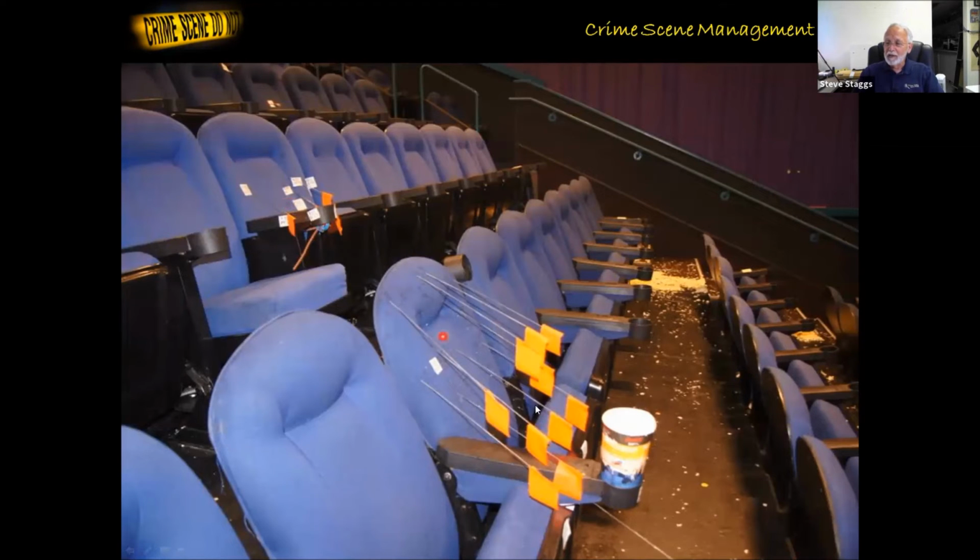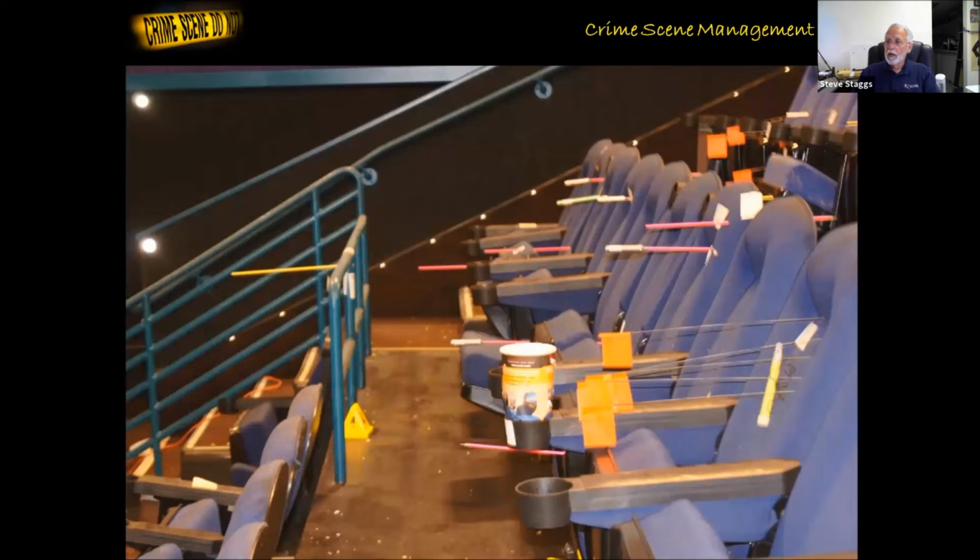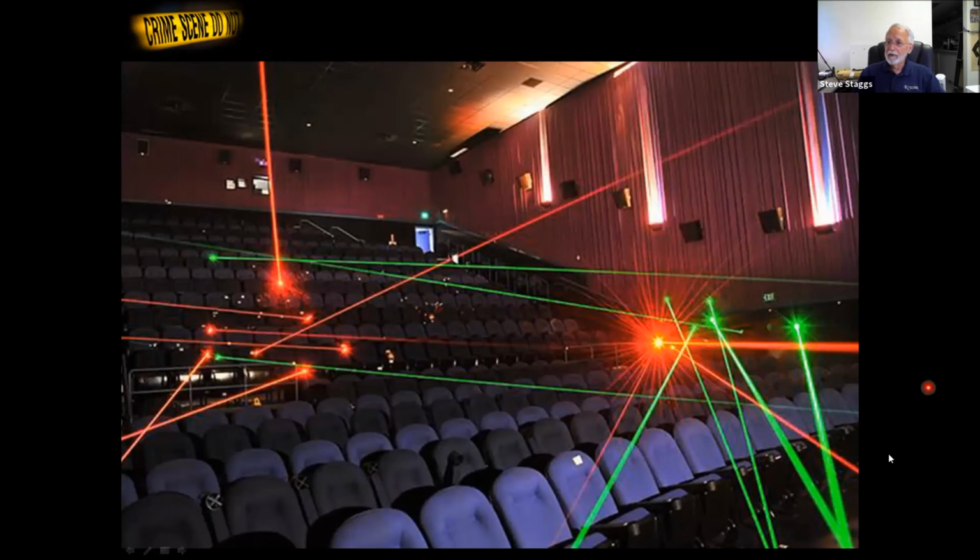This kind of gives us an idea of the bullet paths. These are just using whatever was available, and this is just showing one small area. So these are just those sticks with the flags on them that we can use for marking evidence outdoors. Here we have some rods. So you can see these went through the seats. Here are more. Now, what they did do is they wanted to have lasers. Here are some of the pictures with the lasers.